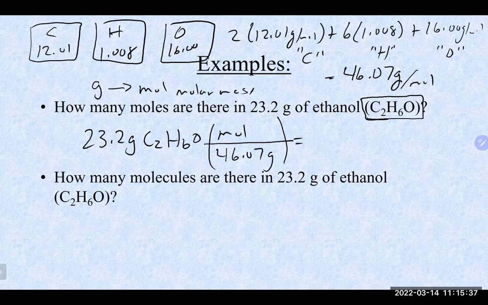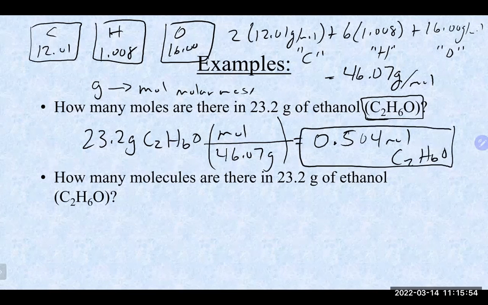And that gets us 23.2 divided by 46.07. We'll call it 0.504 moles of C2H6O here. Any questions on that part of the calculation? Yeah.